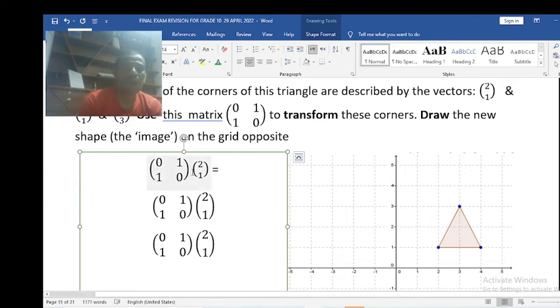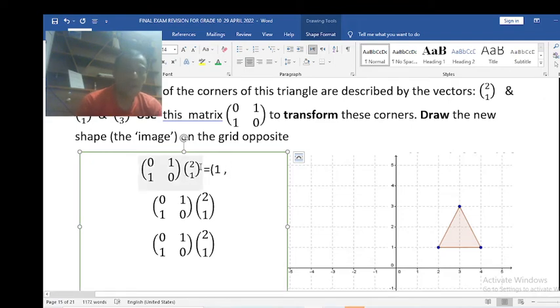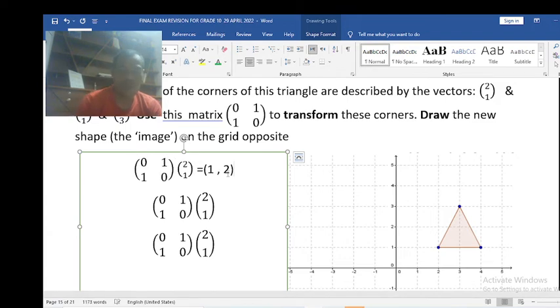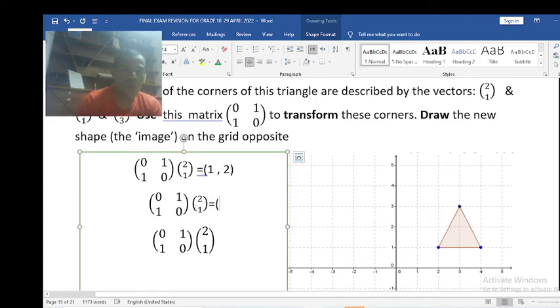Here this one equals what, learners? Equals parentheses here: 0 multiplied by 2 is 0, plus 1, this is 1. Then comma, then 1 multiplied by 2 plus 0 by 1 is 2. I finished the image of the first point. For the second one, here is (4, 1), and here is (3, 3).